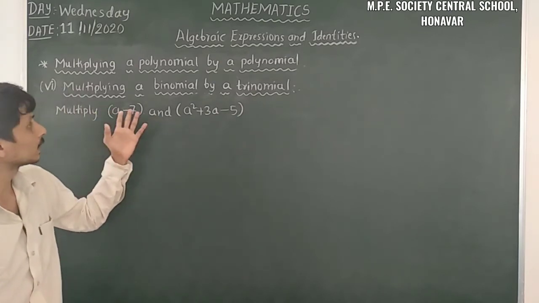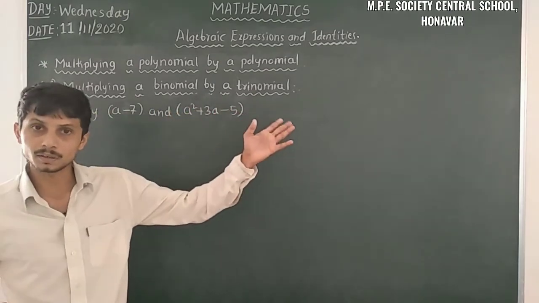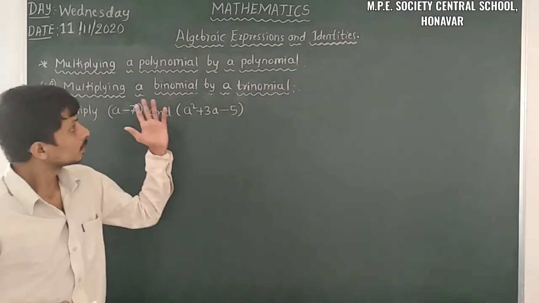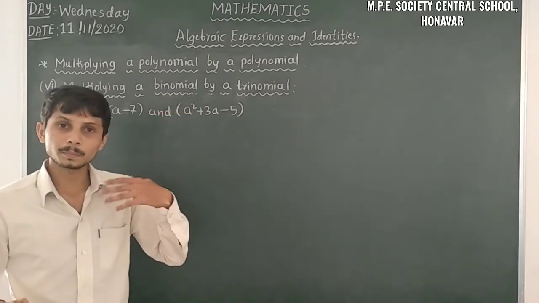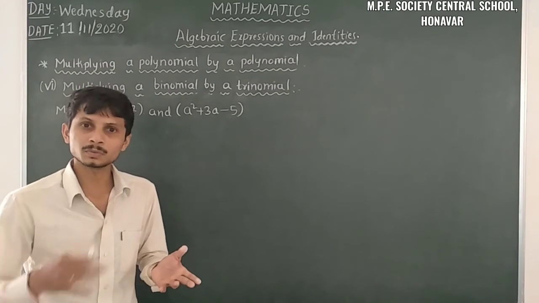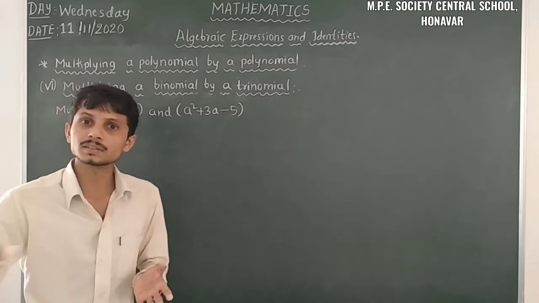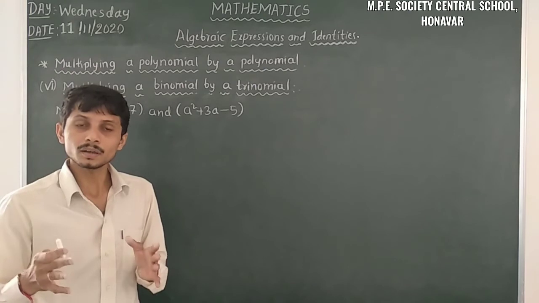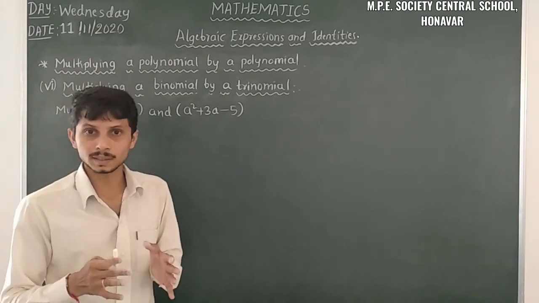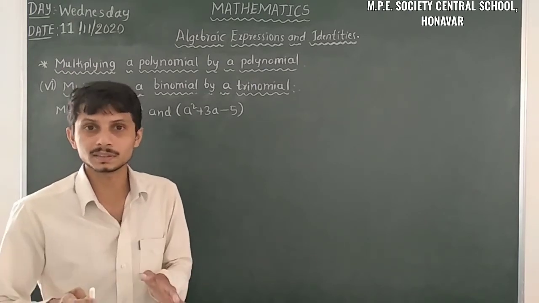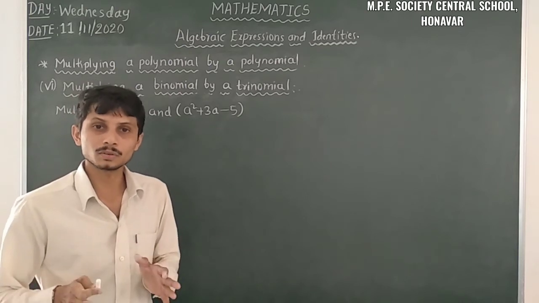Here it is: multiplying a binomial by a trinomial. After that, multiplying a trinomial with a trinomial. So multiplying a polynomial by a polynomial, that means 4 terms, 5 terms, that also continues. Here we have to know the right step, the best possible step we have to take.